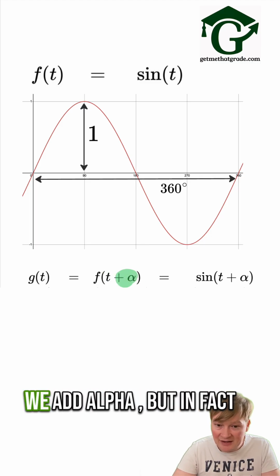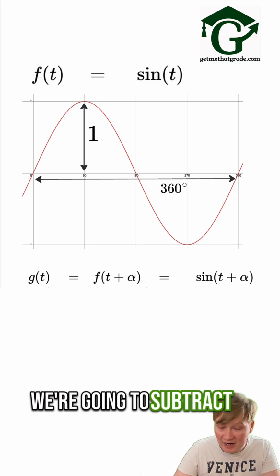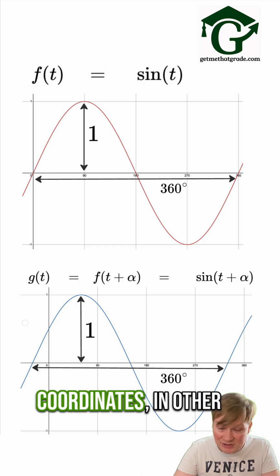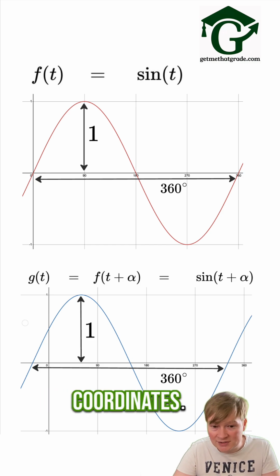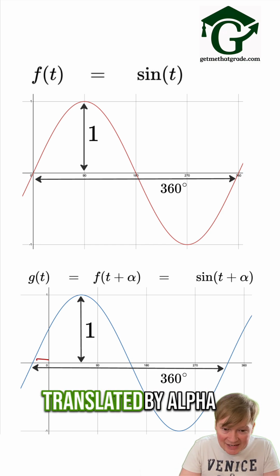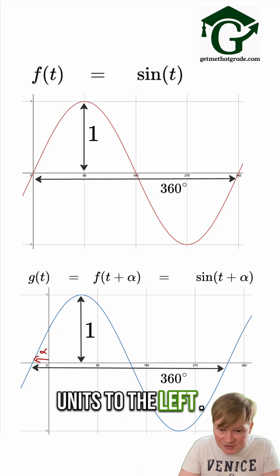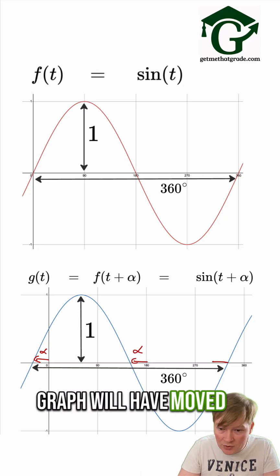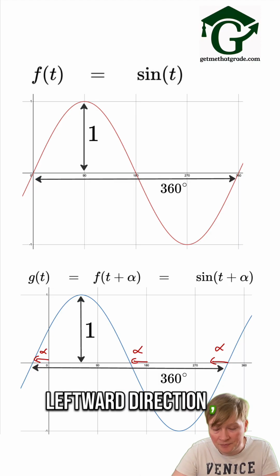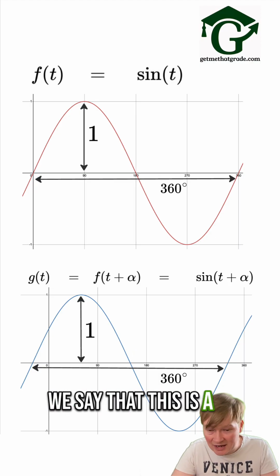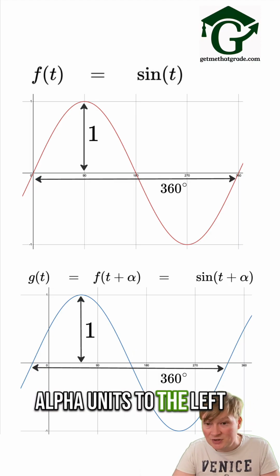It looks like it's saying that we add alpha, but in fact, we're going to subtract alpha from each of the x-coordinates. In other words, each of the t-coordinates. That means that the graph will have been translated by alpha units to the left. So every point on the graph will have moved alpha units in the leftward direction, horizontally. We say that this is a translation alpha units to the left.